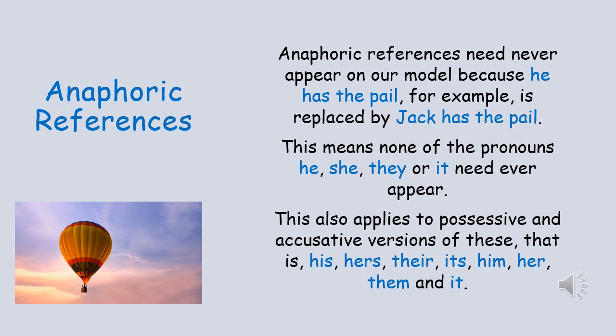Anaphoric references need never appear on our model because "he has the pail", for example, is replaced by "Jack has the pail". This means none of the pronouns he, she, they, or it need ever appear. This also applies to possessive and accusative versions of these, that is, his, hers, their, its, him, her, them, and it.